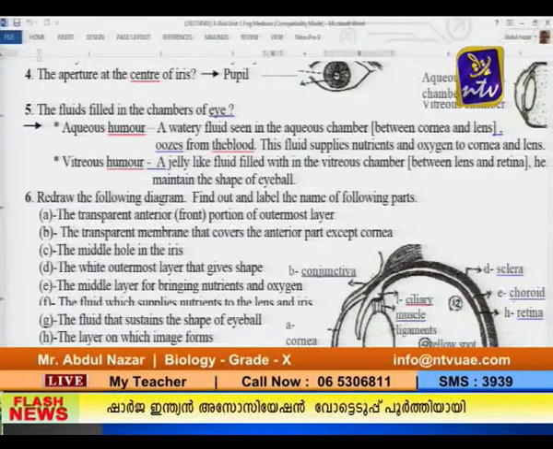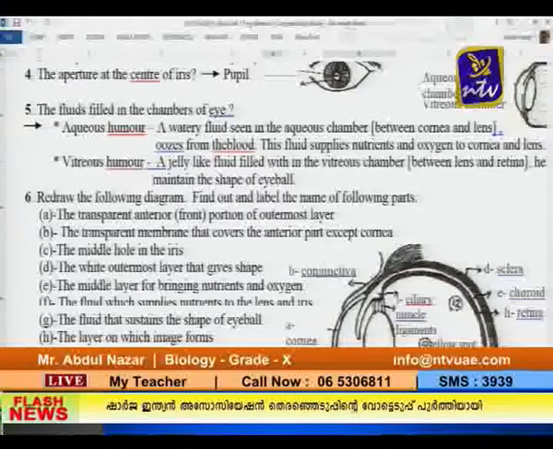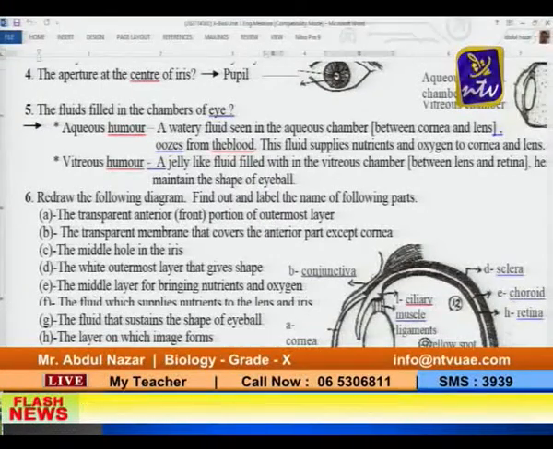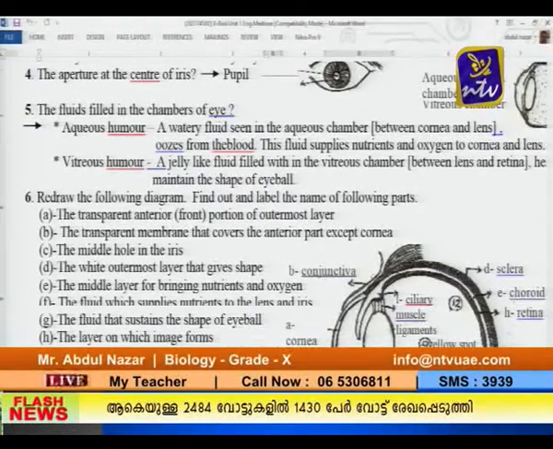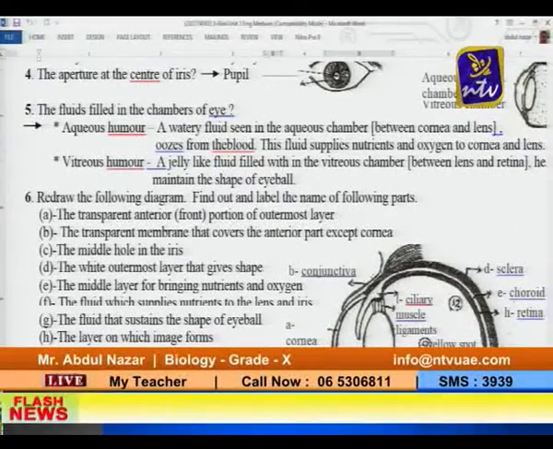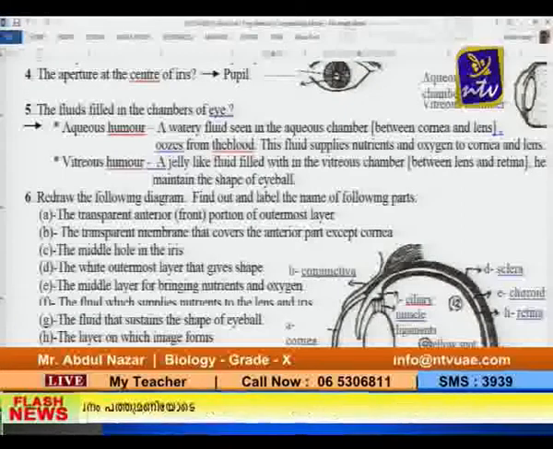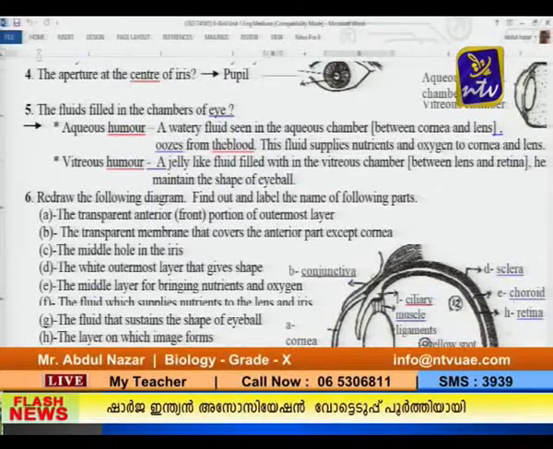One question is: the transparent front portion of the eye, which I already explained, is called the cornea. Another question: there is a black ball in the exposed part of the eye, that is called the iris. In the middle of the iris there is a small hole. What is the name of this hole? That is called the pupil.